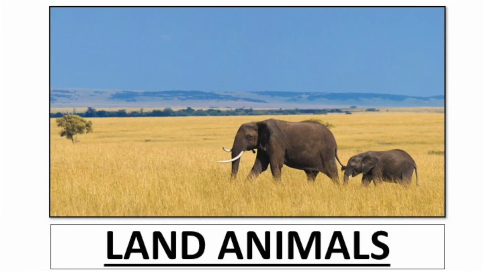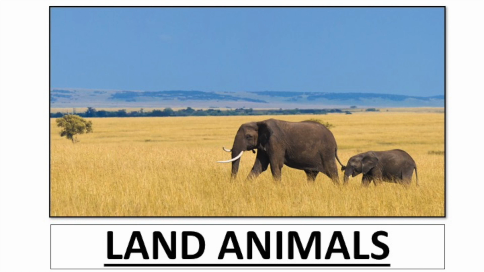Now, we'll take a look at the first category of animals. Land animals. Land animal. Yes, and in the picture, what can we see? Elephant. Elephants. Elephants are land animals. They live on land. How many legs? 4 legs. How many tails? 1. Yes. And what do we call the big long nose that the elephant has? Can we remember?